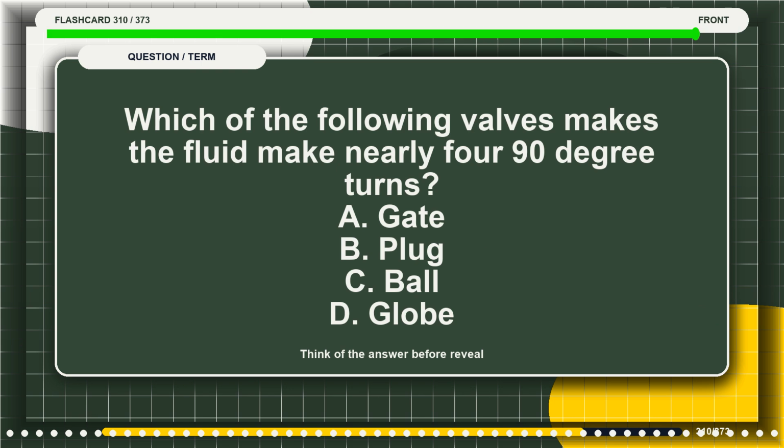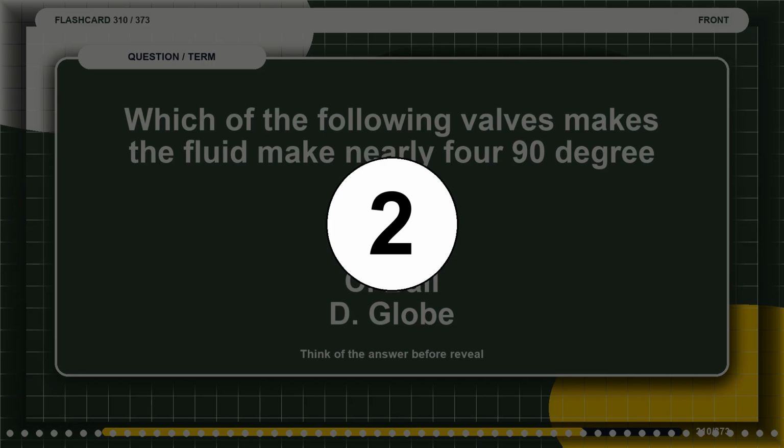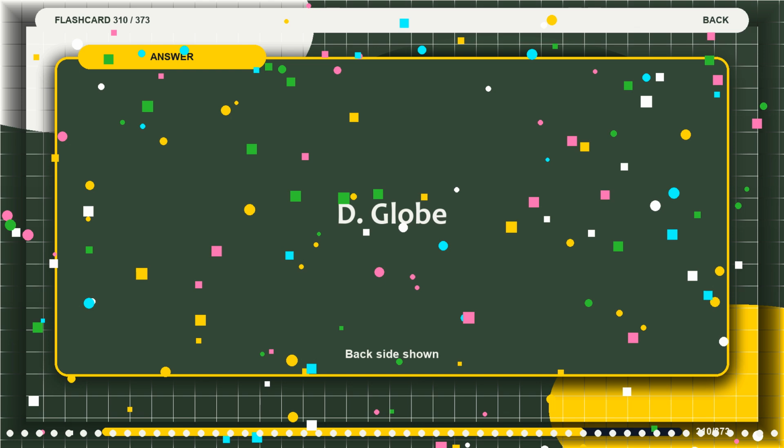Flashcard 310. Which of the following valves makes the fluid make nearly 90-degree turns? A. Gate. B. Plug. C. Ball. D. Globe. Think of the answer before the reveal. The answer is D. Globe.